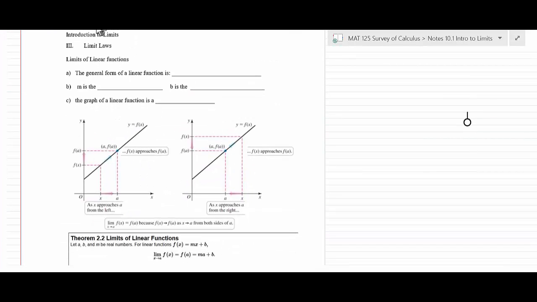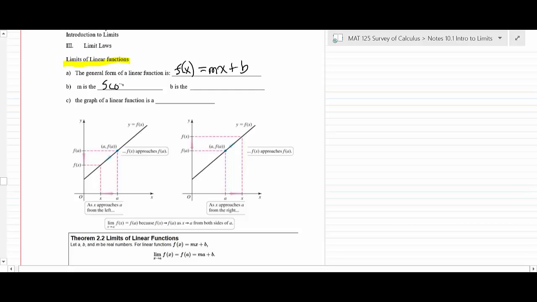A linear function has the form f of x equals mx plus b. We've already graphed some linear functions today. What's m? m is the slope. What's b? That's the y-intercept. That's background knowledge that you want to make sure you know. And of course, the graph of a linear function is just a straight line, always going to be some straight line with some sort of slope.